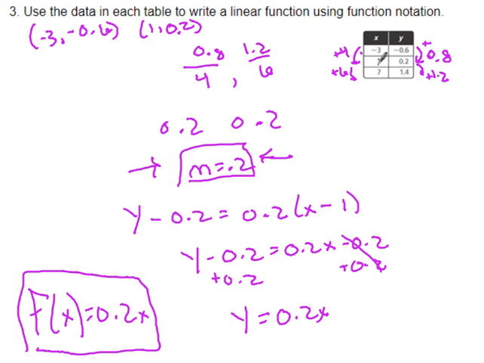Now, I could have used that pattern to figure out what my y-intercept was, or I could have used point slope form right here. So I used point slope form, and I got my function notation. The y-intercept is just 0. So therefore, f of x is equal to 0.2 times x. So there's a few ways to do this one. I showed you the longer way, but that's how I found my slope.